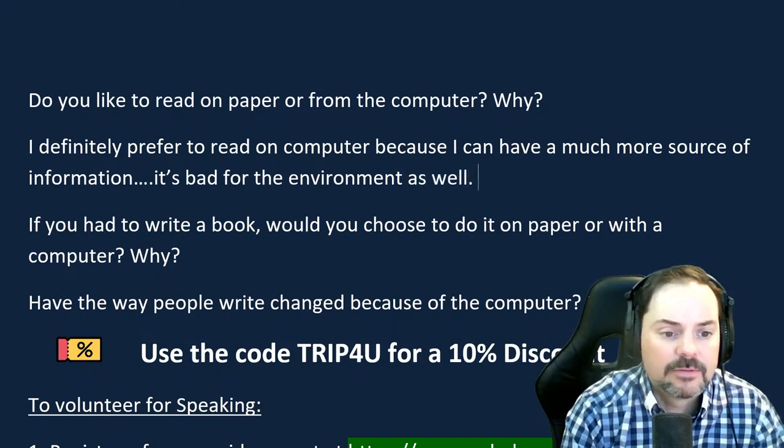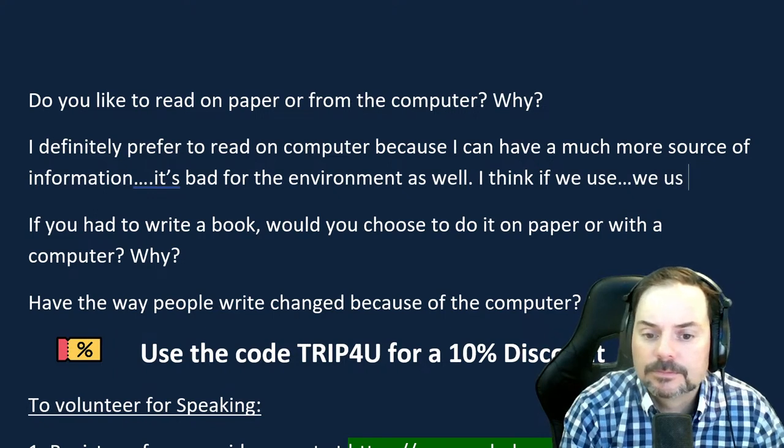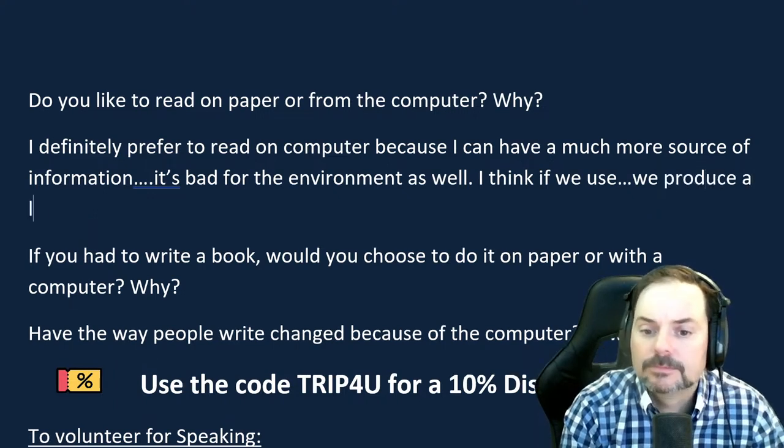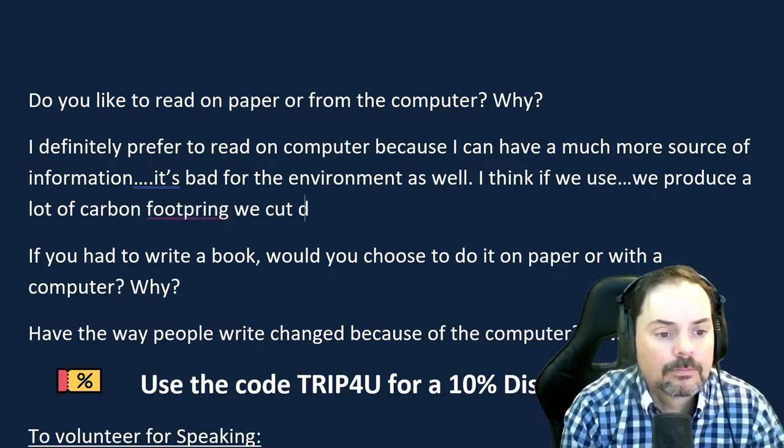Why is it bad for the environment? Well, I think if we use a lot of paper to produce newspaper, we produce a lot of carbon footprint. So we have to cut down trees, and therefore we contribute to deforestation, and therefore it's bad for the environment.